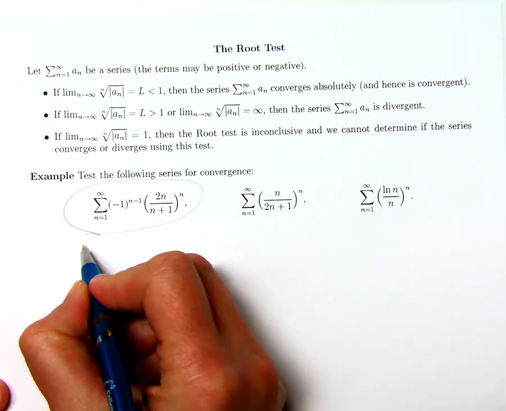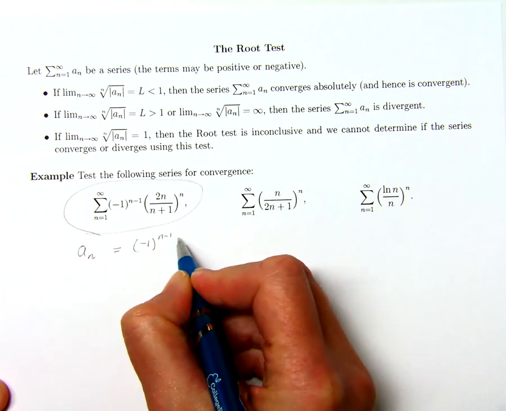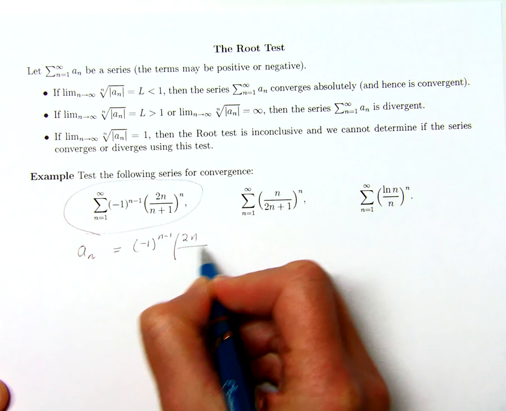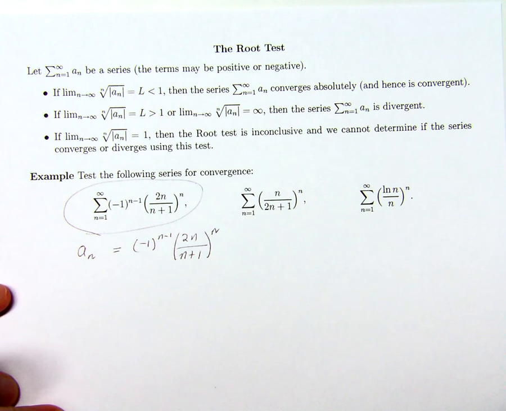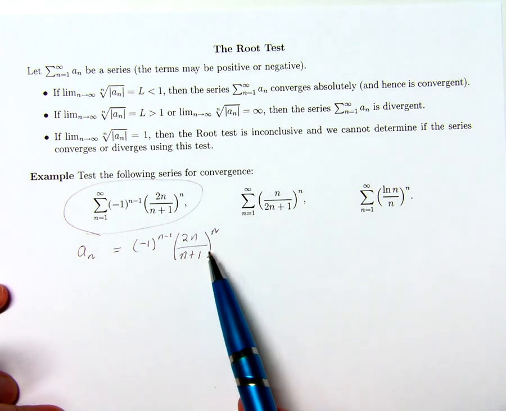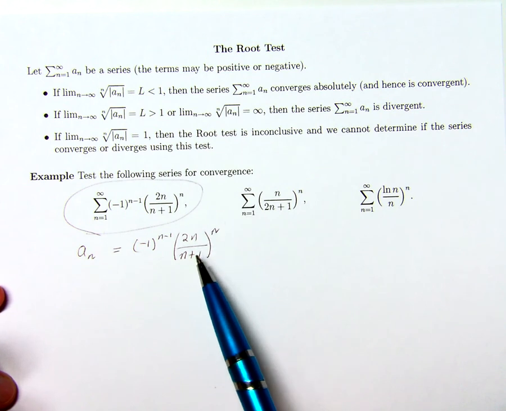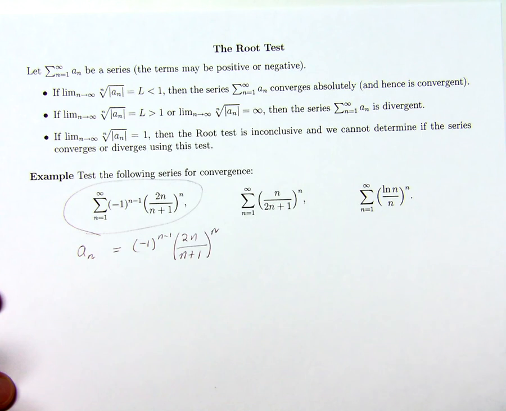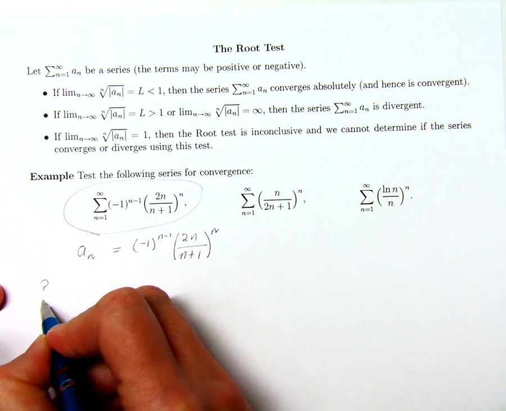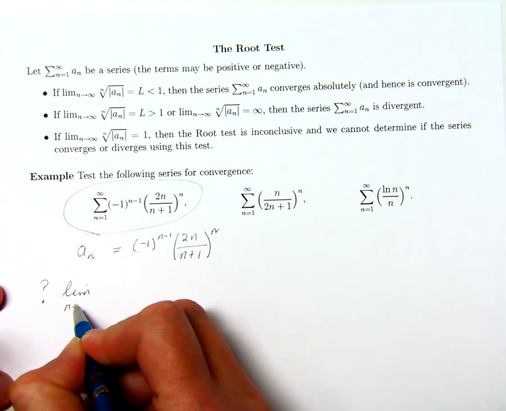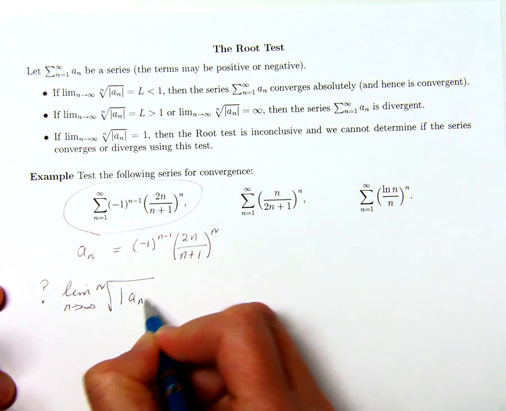So first of all, I need the formula for a_n, and that is (-1)^(n-1) times (2n over n+1)^n. Now, having an nth power here is a good indicator that the root test might actually be effective here in deciding whether this is convergent or divergent. So what I need to calculate is the limit as n goes to infinity of the nth root of the absolute value of a_n.